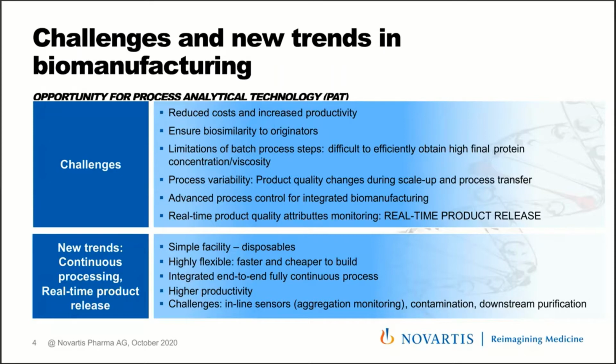So with these techniques, yeah, we can be more flexible, faster, and at the same time cheaper. So we are integrated, so we can address all of the challenges mentioned above. And of course, we can go to higher productivities. But there are these challenges which I would like to address today. So the lack of inline sensors, especially for more complex quality attributes like aggregates or even more, like host cell proteins, and so on, not only the concentration of our product, and of course we also have contamination problems if the tools and the systems are not closed.